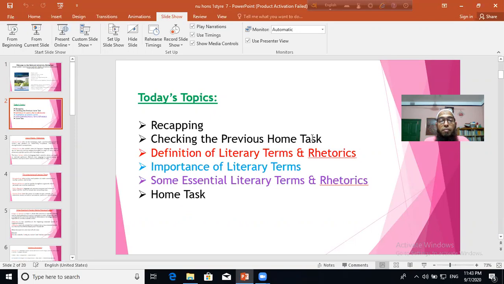If you have not done it, you should do it, because you should practice writing summaries, and sometimes précis also, to improve your writing skills. And that is also the proof of your reading skills. If you can understand a story well, then you can write a summary well. So let us see, today we are going to learn about literary terms. As a student of English literature, you must know some literary terms and rhetorics, their importance and their use.